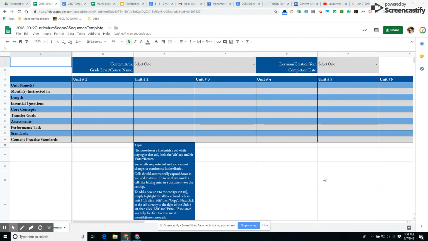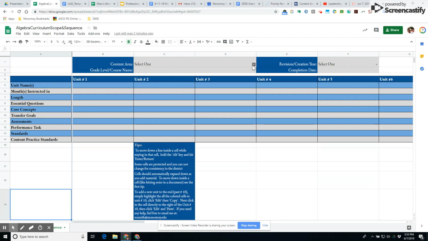So this is what it would look like once you get it open, and there's a separate video on how and where to find it. One of the first things you want to do is change the name, identifying the content area. Let's say we were creating an algebra scope and sequence, and we can just rename it so that we know exactly what it is. It'll help with the filing and organization later as we move forward.